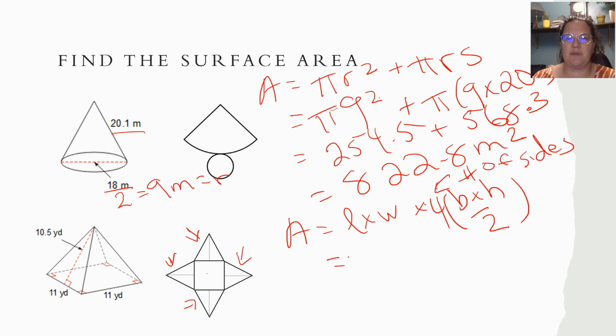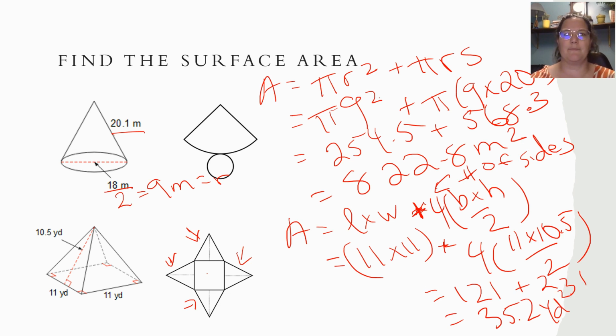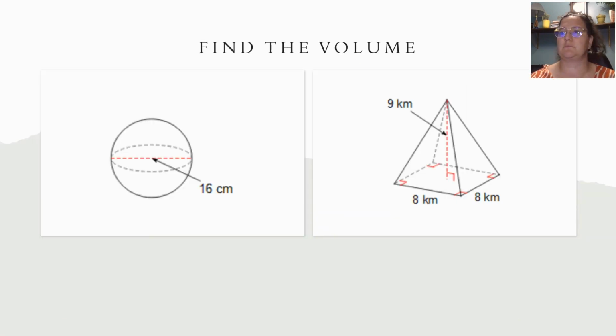So this is equal to 11 times 11 plus 4 multiplied by 11 times 10.5 divided by 2. And you can put this all entirely into your calculator. If you do it in 2 steps, you have 121 plus 231, giving you a total of 352 yards squared. Okay, and our last 2 questions here are going to be finding the volume of a sphere and our triangular pyramid.